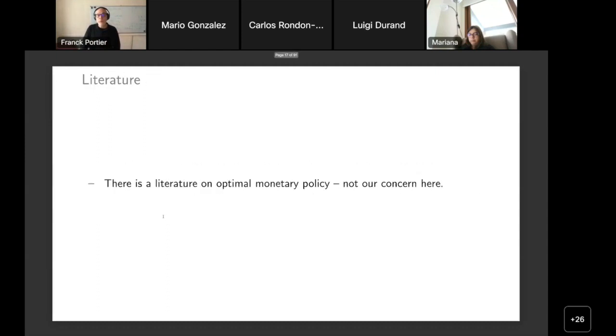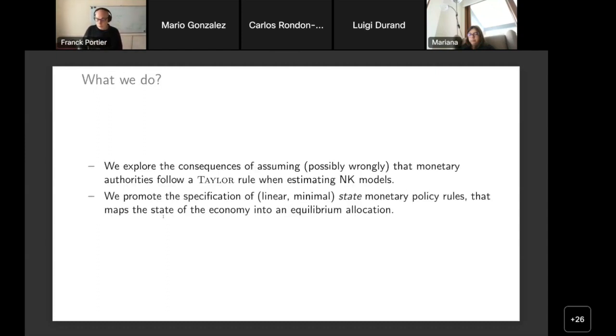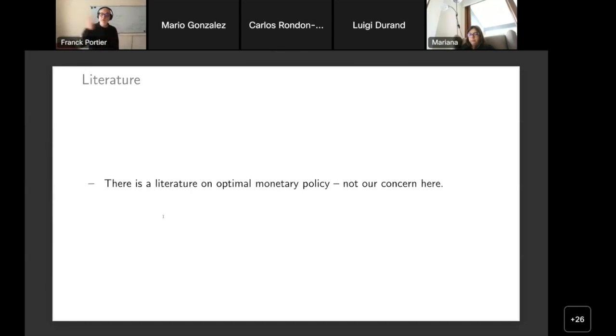So that's what we do. Of course, there's a whole literature on optimal monetary policy. That's not our concern here. We're not taking a stand on whether the central bank is optimizing or not. We're just trying to uncover what the central bank is doing. And once we have uncovered it, once we have estimated, in an unbiased way, all the deep parameters, then we can ask, what would be the optimal policy in that model? But that's not a question we're asking here. It's purely positive economics.